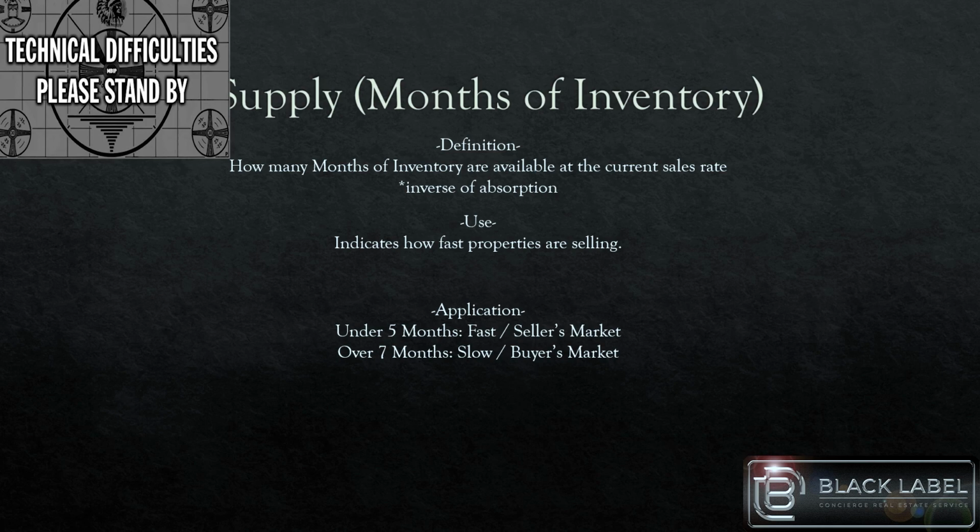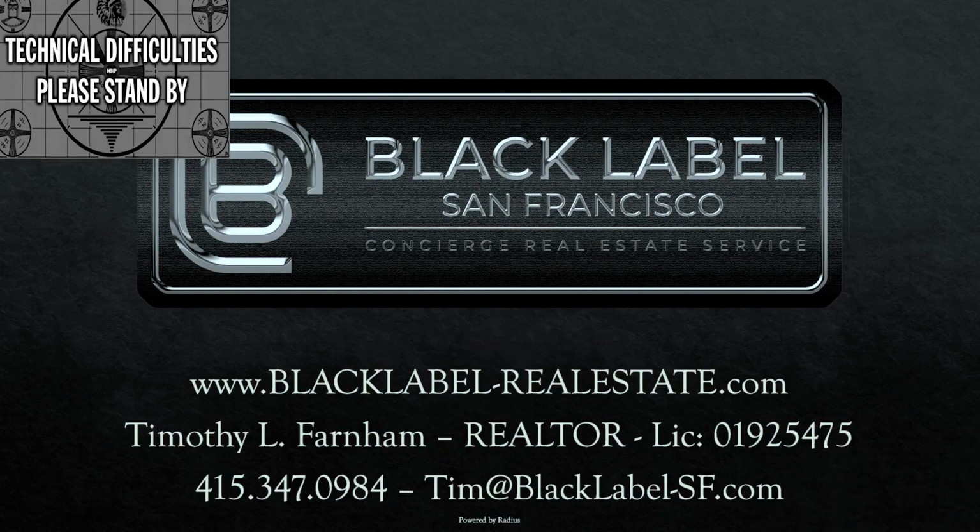So the application for this, using that same rule, if it's under 5 months of inventory, it's considered a fast market and a seller's market. If it's over 7 months, then that's when it's considered a buyer's market. Seasonality, again, it's actually the same. It's the lowest in the early spring, highest in the late fall.